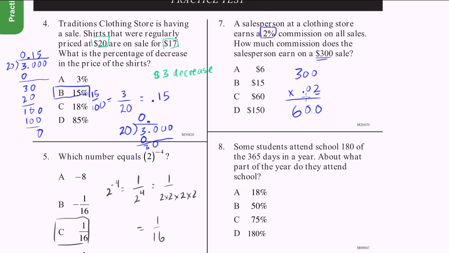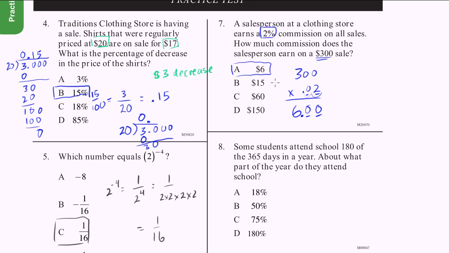So we have 2 spaces behind the decimal right here, right? We have 1, 2. So we're going to have 2 spaces behind the decimal in our answer. So the answer right here is $6. And that is choice A.